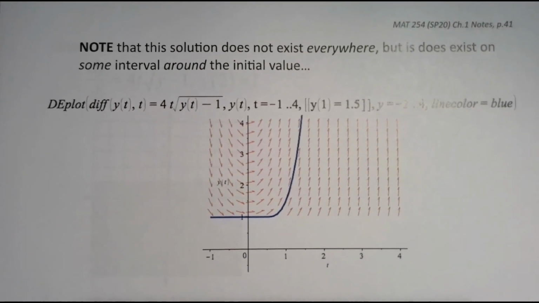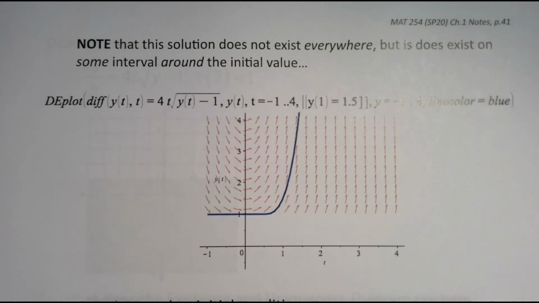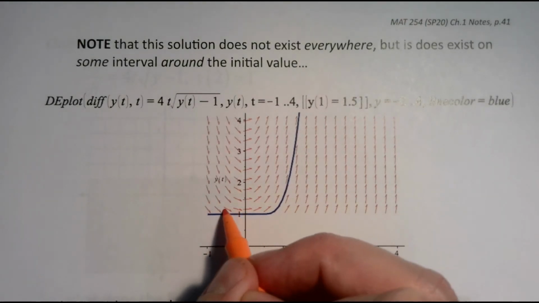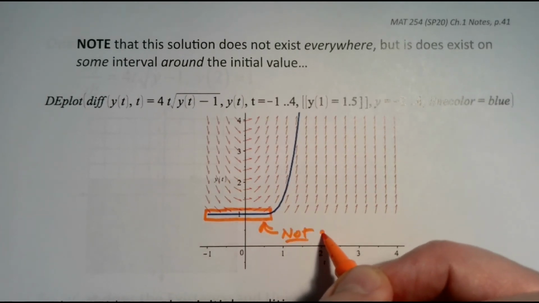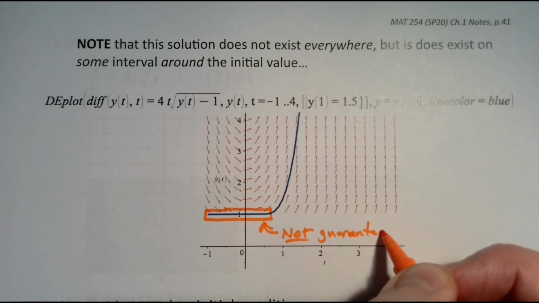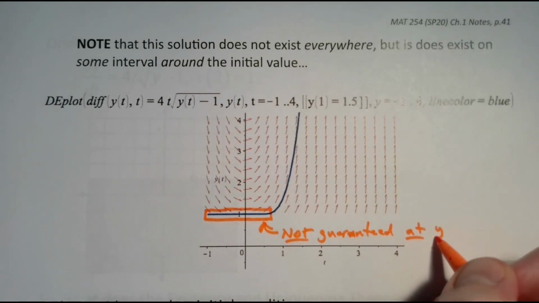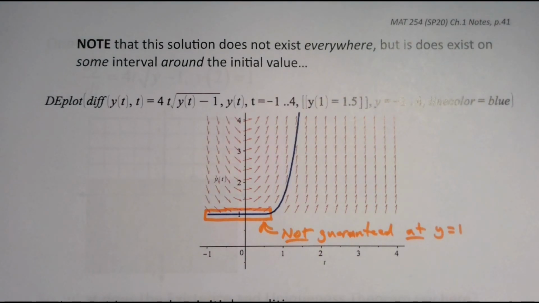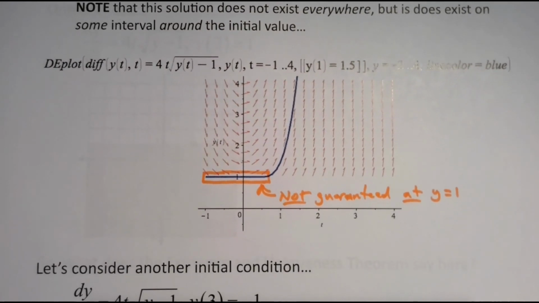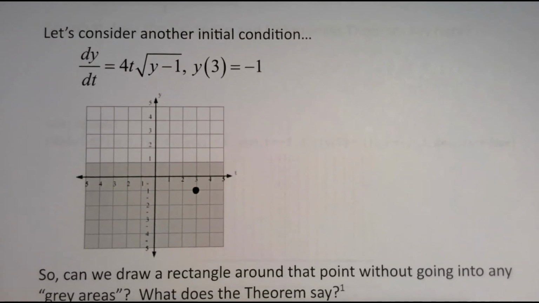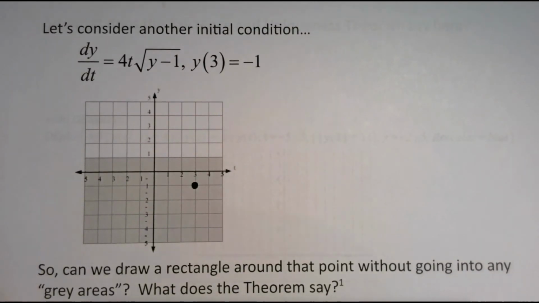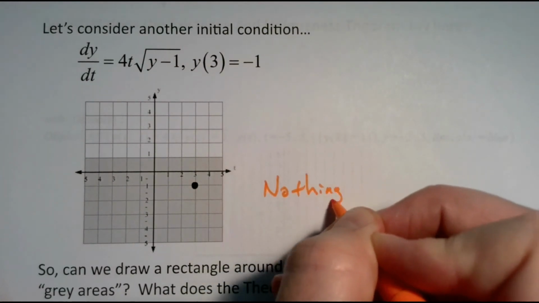And you'll notice it says, note that the solution doesn't exist everywhere, but it does exist on some interval around the initial value. And so this part of the solution right here is not guaranteed, because it's at y equals 1. Maple, unfortunately, doesn't do us a great service by graphing all this. But if you considered another initial condition, something like this, you can see pretty quickly there's no rectangle that you can draw. And so down here you just say nothing is guaranteed.